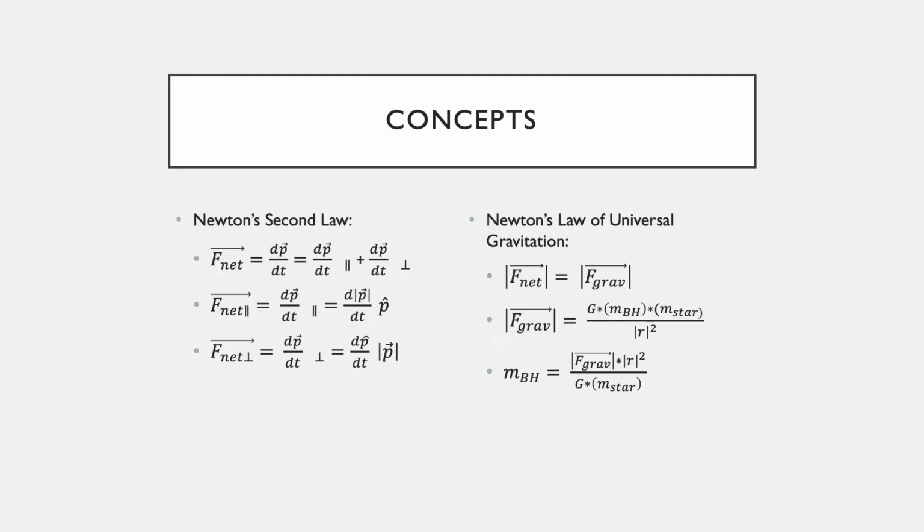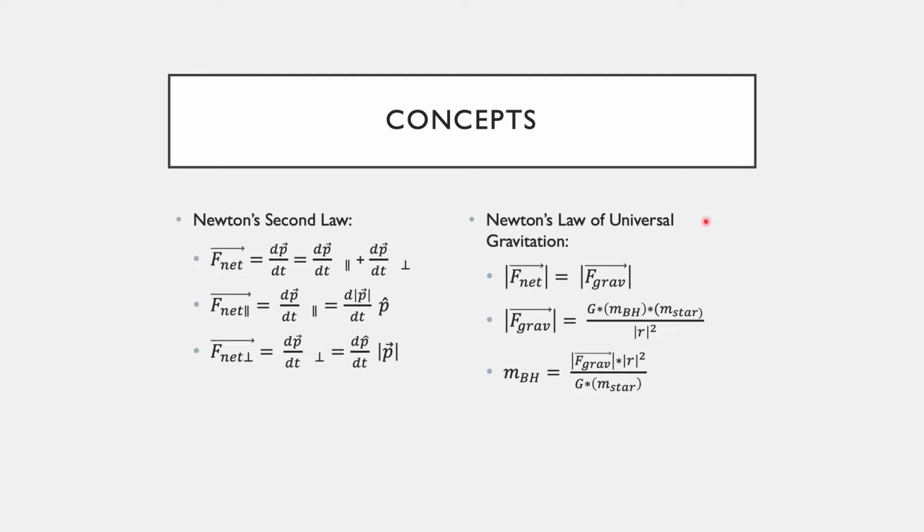So here you can see the equations for Newton's second law and Newton's law of universal gravitation. You can see that net force is equal to the rate of change of momentum, which is equal to the parallel component of the rate of change of momentum plus the perpendicular component of the rate of change of momentum. The parallel component of net force is equal to the rate of change of the magnitude of the momentum times the direction of the momentum. And the perpendicular component of net force is equal to the change in direction of the momentum times the magnitude of the momentum.